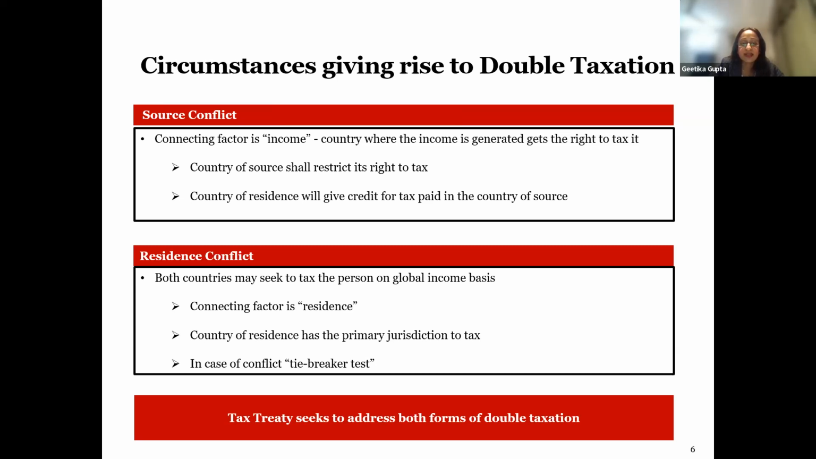I'll take a pause here because this concept is very important, so that if there are any questions relating to at least the source or the residence conflict, we can take them.